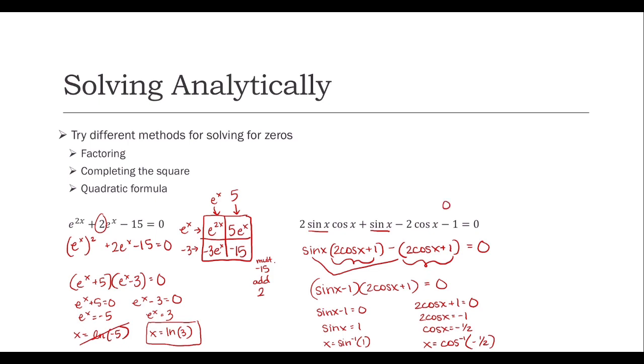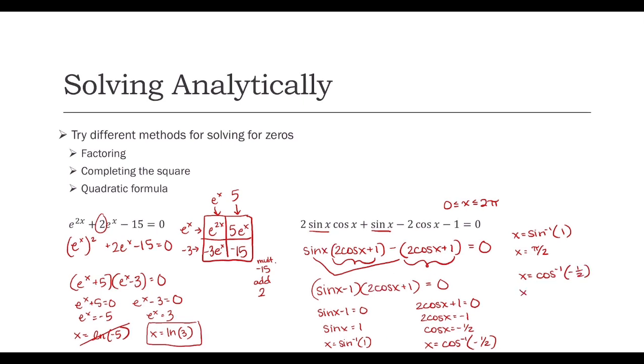So if we limit x to being between 0 and 2 pi, then x equals the inverse sine of 1 at pi over 2. So x would equal pi over 2. And x equals the inverse cosine of negative 1/2 when x is 2 pi over 3 or 4 pi over 3. So these would be your solutions to this equation.